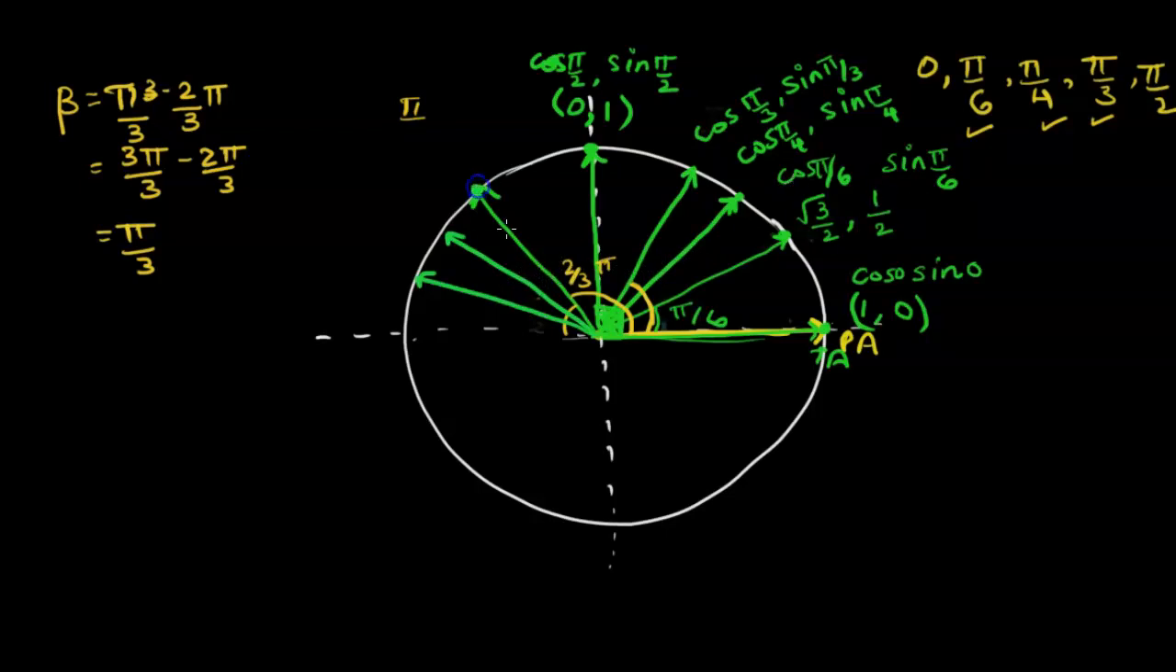So this point would be the same as cosine pi by 3 for the x coordinate and sine pi by 3 for the y coordinate. Now we notice here that the x coordinate in the second quadrant is a negative x. Therefore, all the cosine values are going to be negative, and all the sine values, as they represent the y coordinate, are going to be positive. That's the only difference between the first and the second quadrant. So here we would have negative cosine pi by 4, and here we would have positive sine pi by 4.